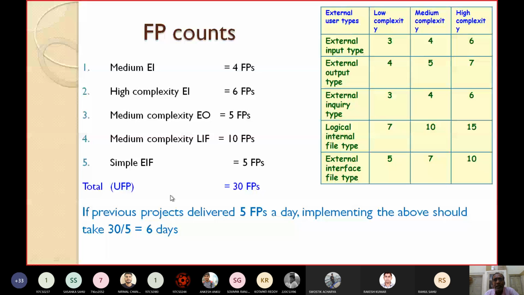So if the previous projects delivered 5 function points a day, how do we find out how much time will be required? Implementing the above should take how much?